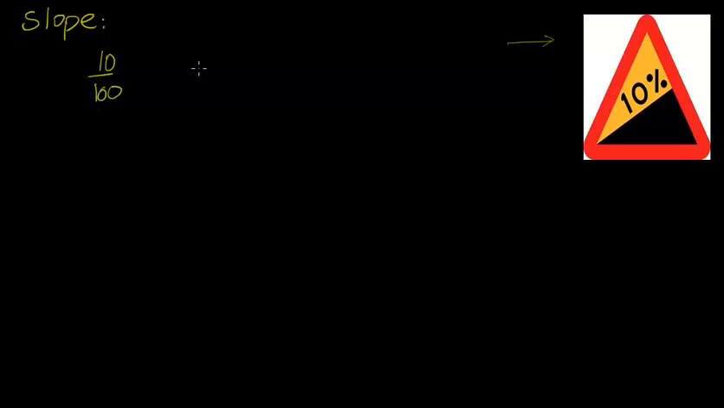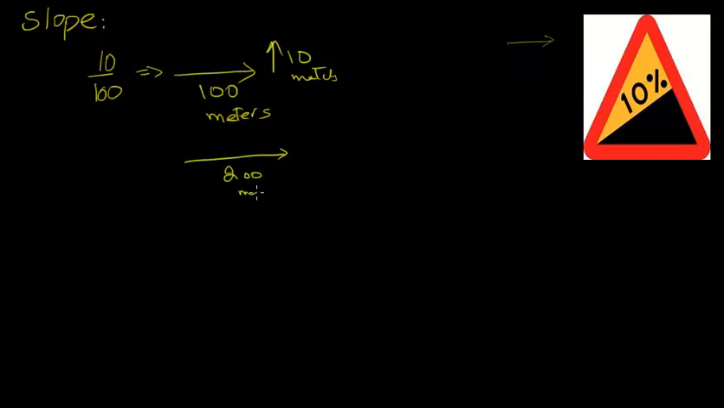Now, what does that mean? It means that for every 100 meters that you go forward, you are going up by 10 meters. If you are going forward 200 meters, then you are going up by 20 meters. So that sign means how tilted the road is.